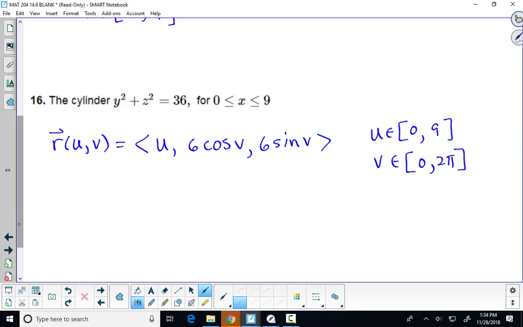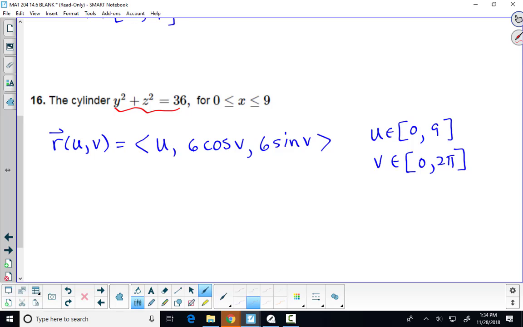I spaced out for like 2 seconds when you did the 6 cosine V, 6 sine V. Where'd you get those? So this is a circle of radius 6. Certainly circle. To parameterize a circle of radius 6, we would go 6 cosine comma 6 sine. Oh, you chose X as U because that's the easy one. Yep. Gotcha. So we could have used the V here and then used U there. Doesn't matter. Right, so that's a cylinder.